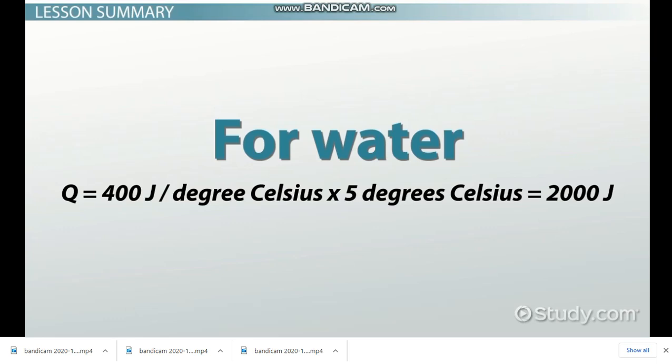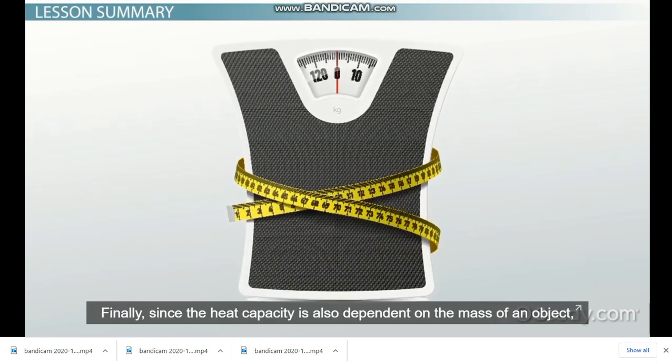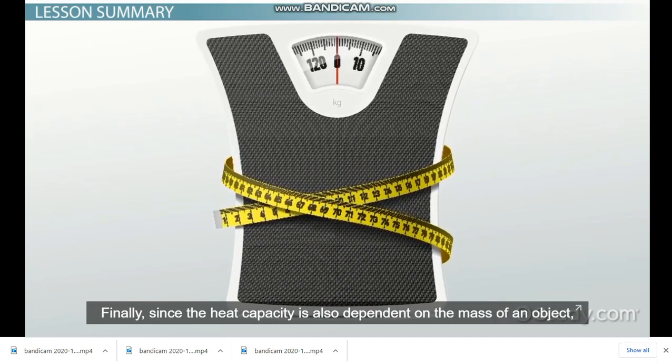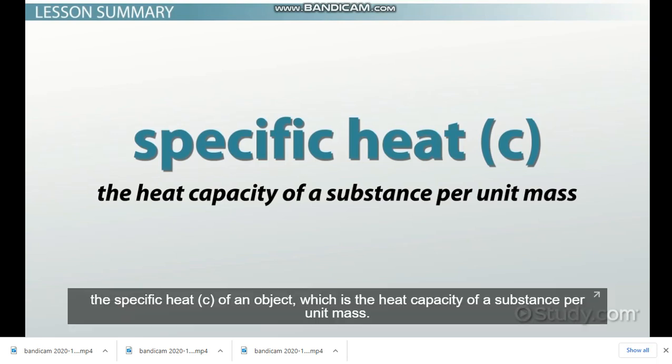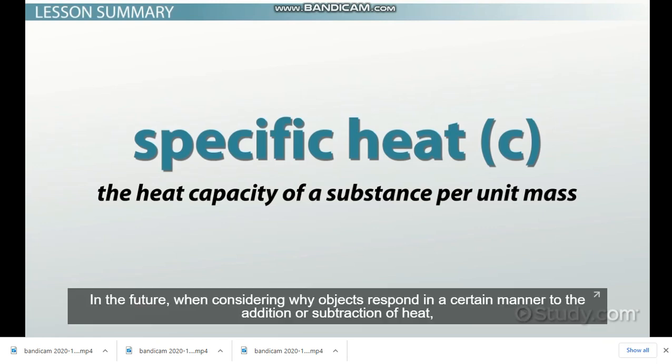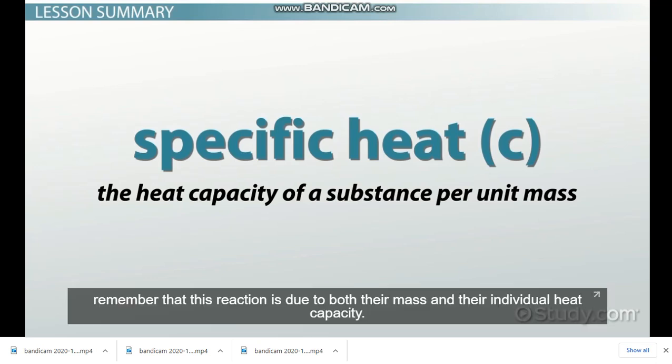As we learned, water requires more heat to raise its temperature, which is reflected by a higher heat capacity. Finally, since the heat capacity is also dependent on the mass of an object, specific heat is a value that represents the heat capacity per unit of mass. In the future, when considering why objects respond in a certain manner to the addition or subtraction of heat, remember that this reaction is due to both their mass and their individual heat capacity.